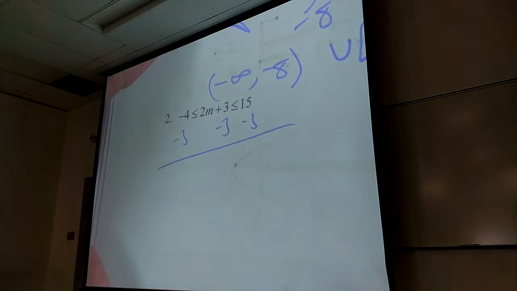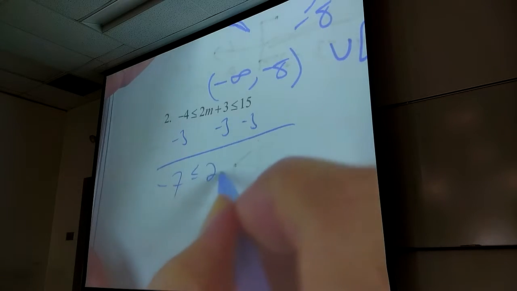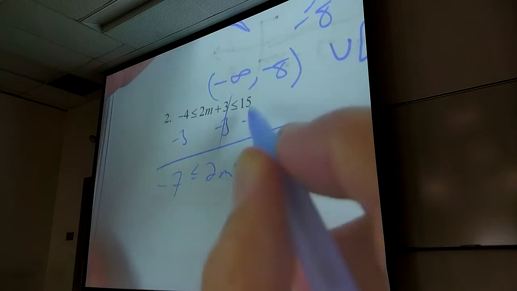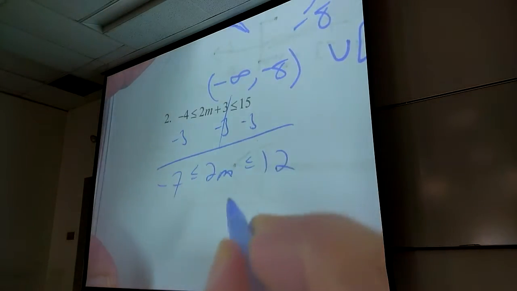So then here you get 7, so the 2m, less than or equal to 12. And so the last thing you do is divide by 2.